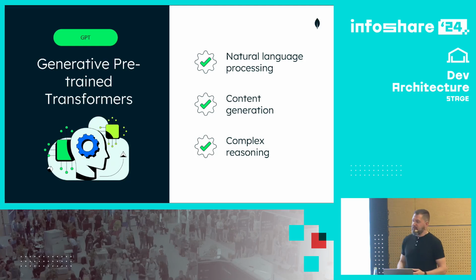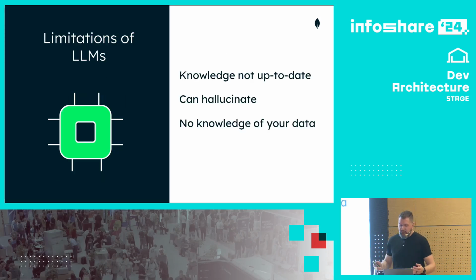You've probably heard about this thing called generative pre-trained transformers, GPTs. So these are large language models that perform a variety of tasks, such as natural language processing, content generation, even some forms of common sense reasoning. And so these are the brains that make our applications smarter. But there is a catch. These GPTs, they're great, but they're not perfect. There are limitations, and one of the primary limitations is their static knowledge base.